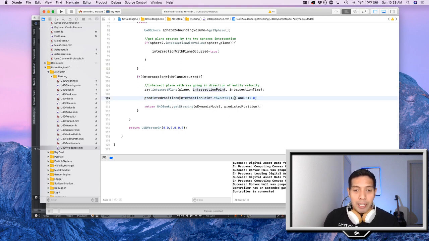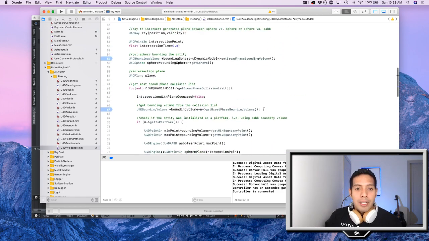After that, again, I compute my predicted position by getting my intersection point plus the plane normal, which is plane.n, times a particular time parameter here, which I set to 2. Obviously, I'm going to change this to a variable because I don't want to give it a fixed number. I want the user to be able to change that to whatever they want. But basically, once I have the predicted position, I tell the character, hey, move to this new position, and that's it. That's how everything works.